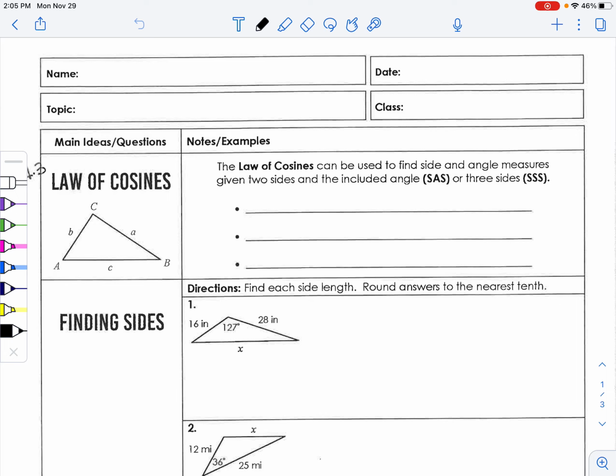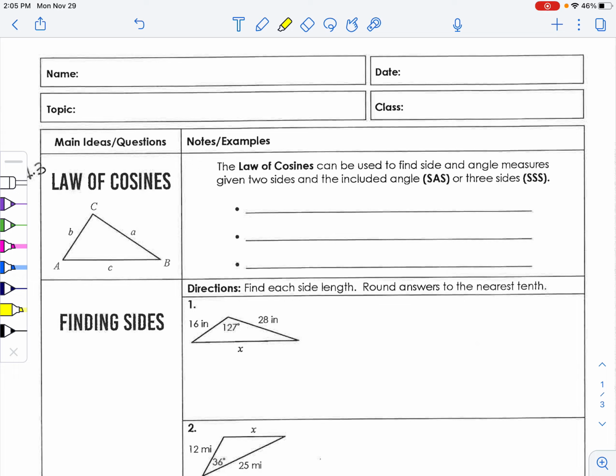Okay, so here are our notes for the law of cosines. When you go back to the law of sines and what we talked about yesterday, you needed a matching pair. What I mean by a matching pair is you had a side and its matching angle. So one of the situations, either side A and angle A, or side B and angle B, or side C and angle C. You had one matching set. What happens though when we don't have a matching set?